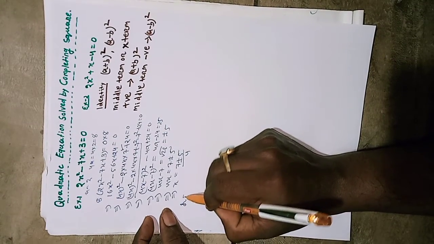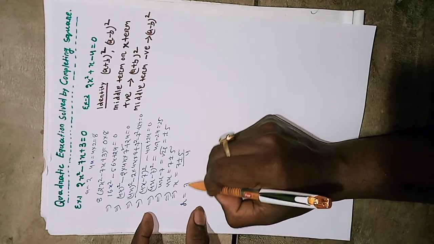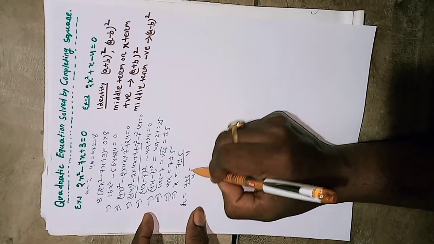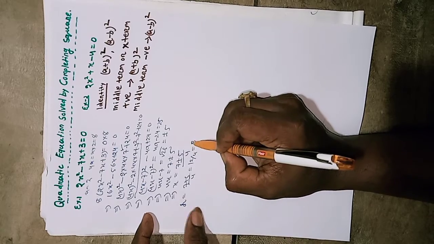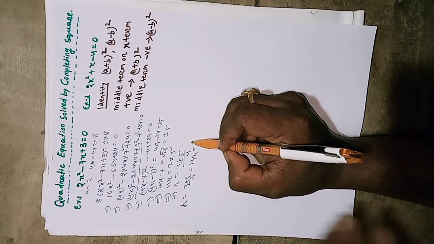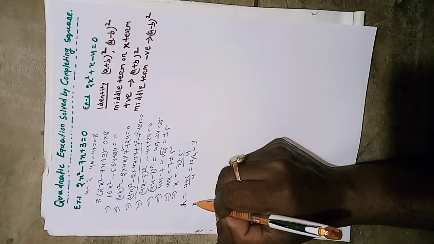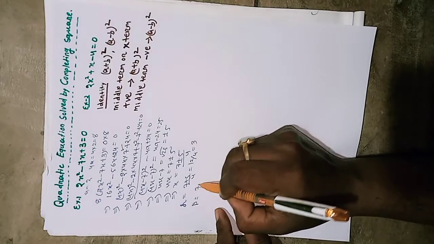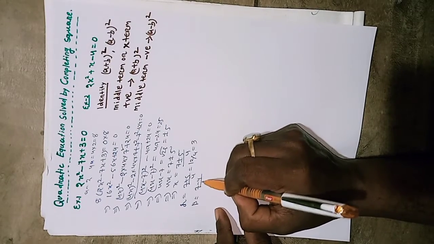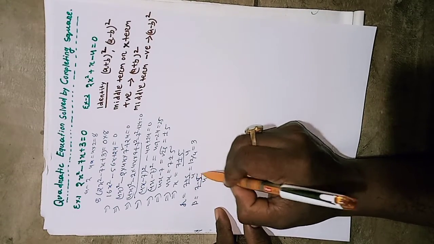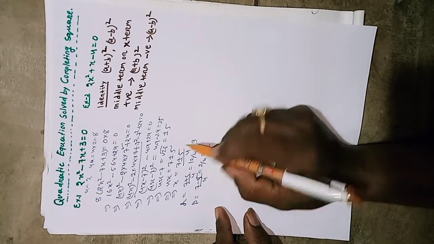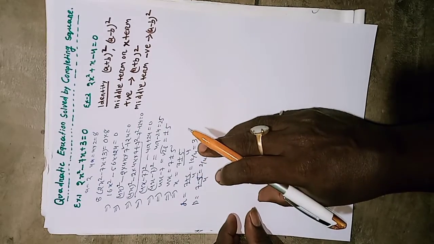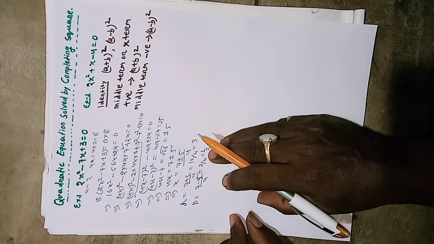Suppose first value alpha, 7 plus 5 by 4, 12 by 4 equal to 3. Second value is beta, 7 minus 5 by 4, 2 by 4 equal to 1 by 2. This is the first process, multiplication process.